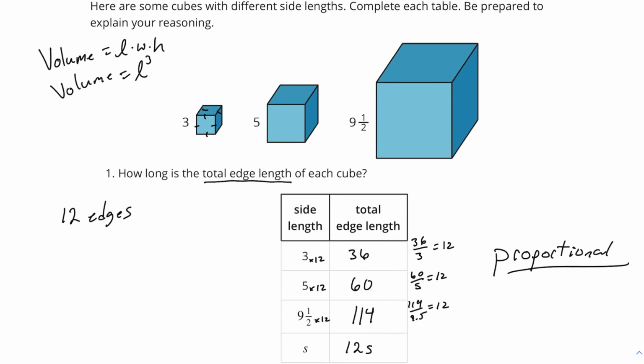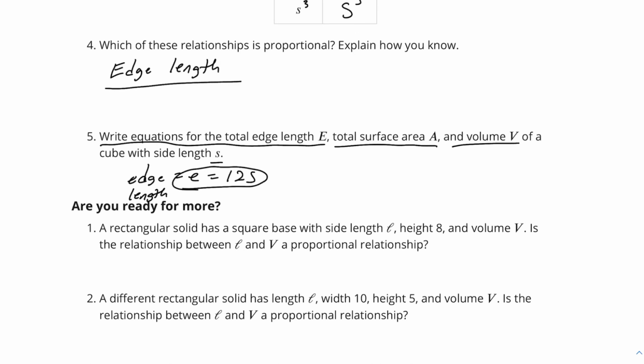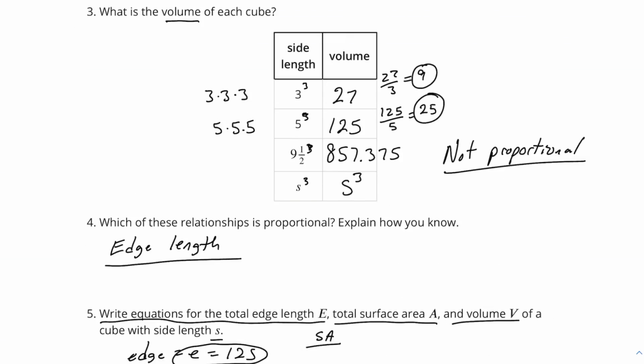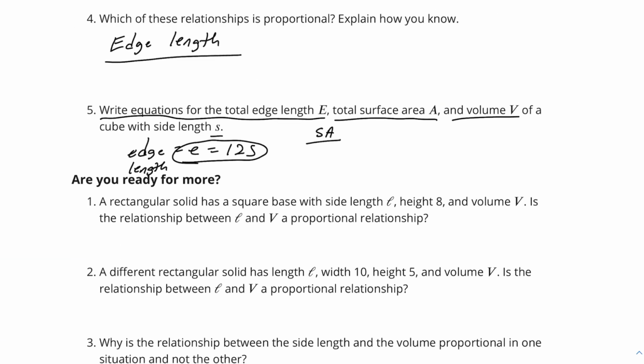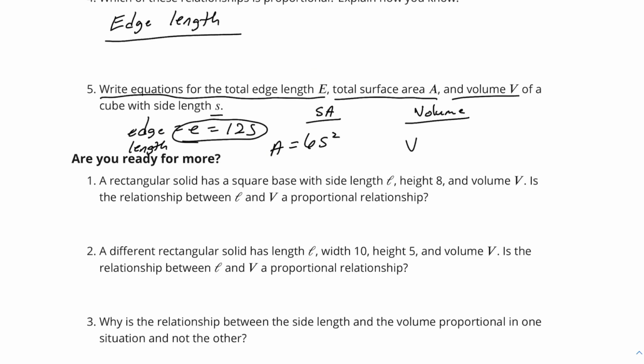And we have 12 edges, so the edge length was simply 12 times the side. And then we have the total surface area. I'm going to put SA for surface area. Let's look back at how we calculate that. We did 6S squared. The area equals 6 times the side length squared. 6S squared equaled the total surface area. And our last one, we have volume. That's the interior space of the cube. We just did the side length times itself 3 times. So the volume equaled S cubed.